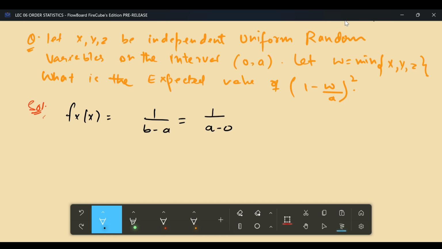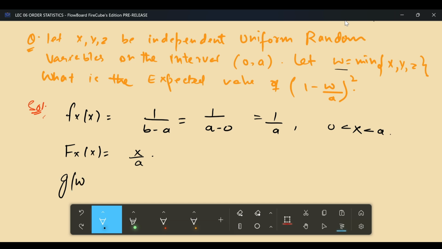1 upon a minus 0. This is equal to 1 upon a when x is from 0 to a. This is my f of x. Then what's capital F of x? Capital F of x is equal to x by a simply. This is the CDF. Now, what is the distribution of the minimum order statistic?